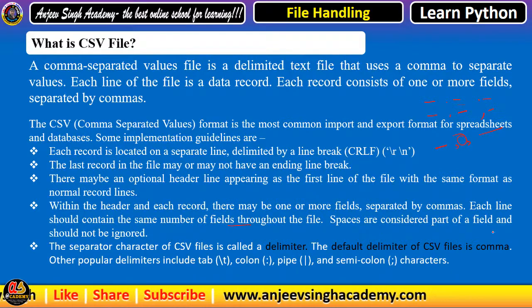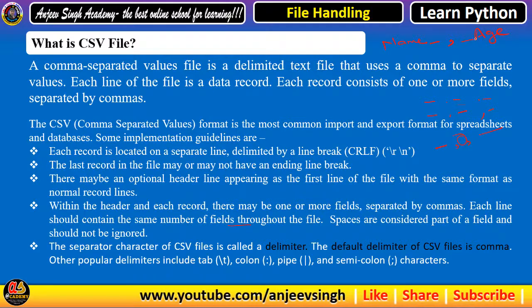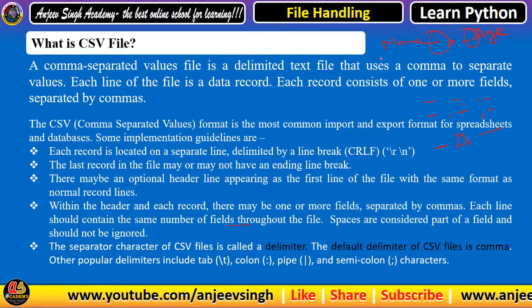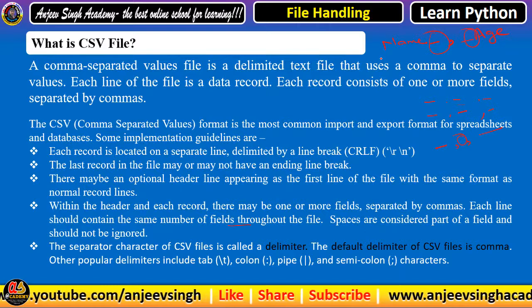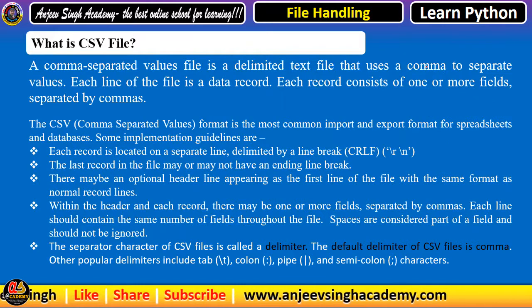Spaces are considered part of the field. Sometimes, suppose we have the habit of writing the name, then giving a space and putting the comma. After the comma we put a space and then write the age. What happens is that this space is also counted as part of the column name. So it becomes part of the column name, and you have to be careful.